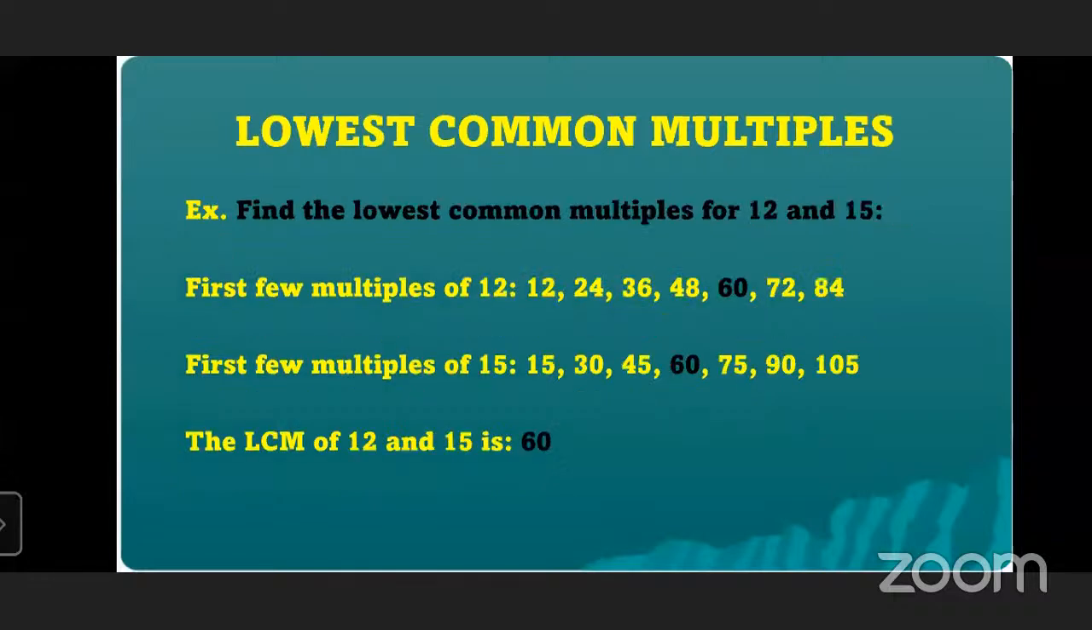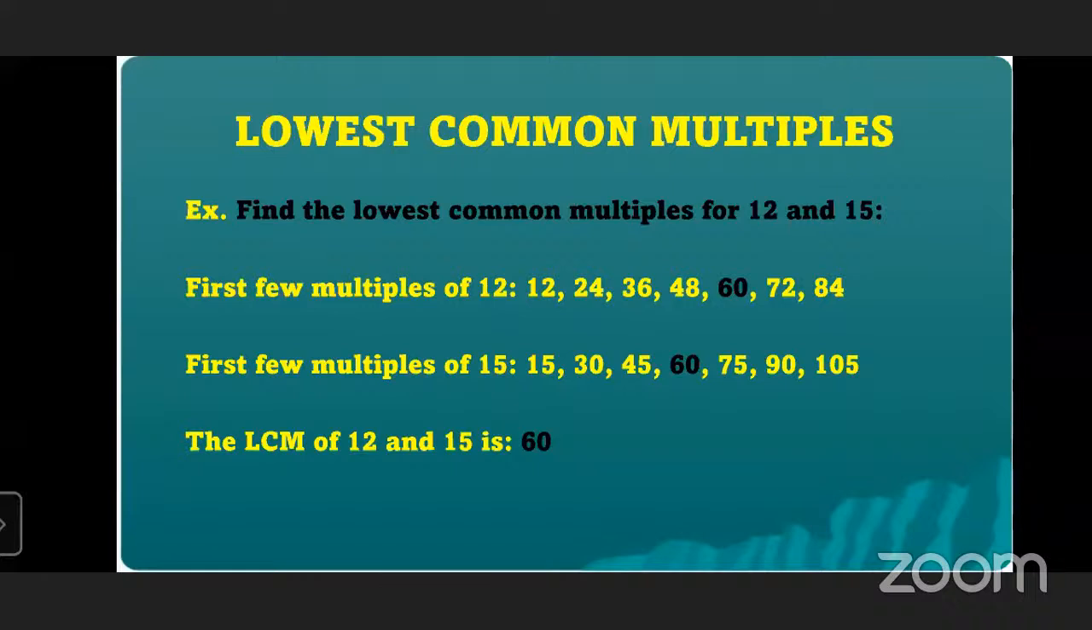Now the LCM of 12 and 15. Now what we have to do is check the table of 12 and the table of 15. While going through the table of 12, we have to write all the multiples of 12, means the numbers that come in the table of 12. It's 12, 24, 36, 48, 60, 72, 84, and so on.